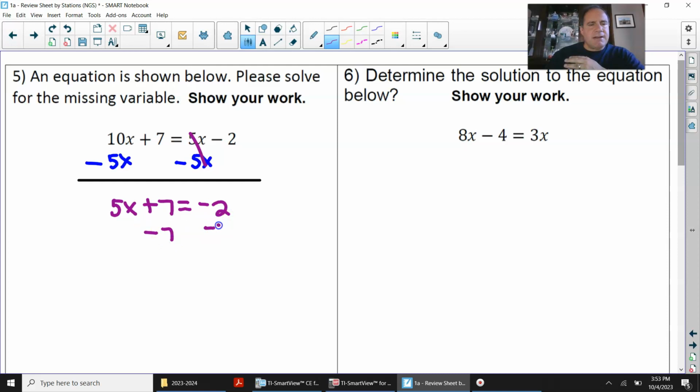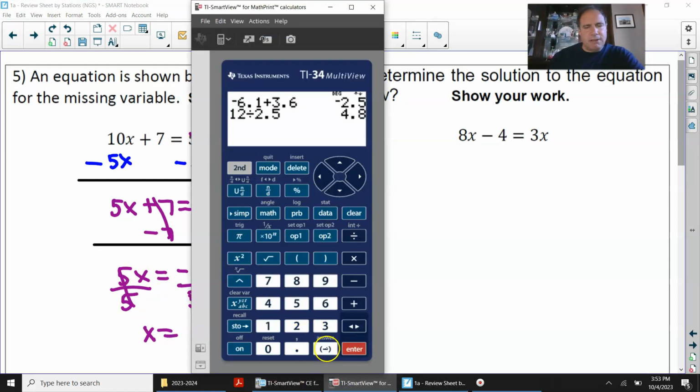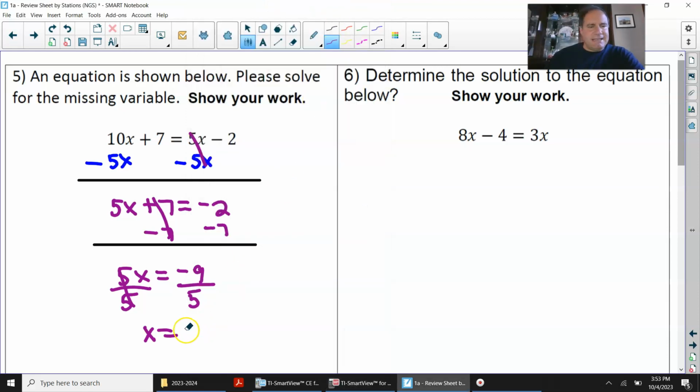Then you subtract 7 on both sides, and the 7's cancel. You get 5x equals negative 9. You divide by 5, divide by 5, and then you get x equals, and then we'll take the calculator, negative 9 divided by 5, and it should be negative 1.8. And that's your final answer.